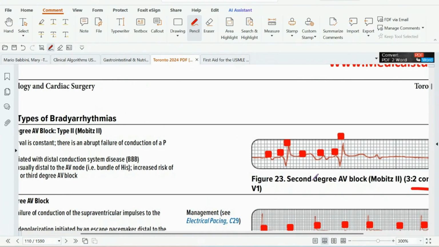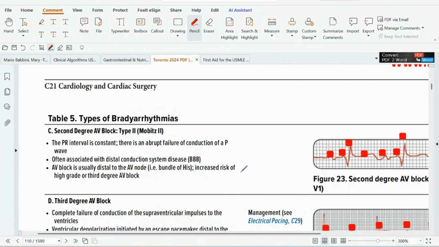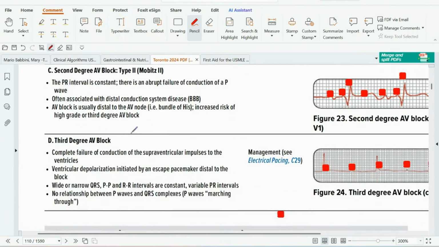My understanding was just longer drop and then random drops for type 2. Yes, random drops, right. So some of the P's are not coming through. Most of the P's are going to come through, but randomly they're going to abruptly drop. The etiology is just the same, right? But you may have overlapping things, and it can progress. Someone can start with Mobitz 2 and end up with third degree heart block.